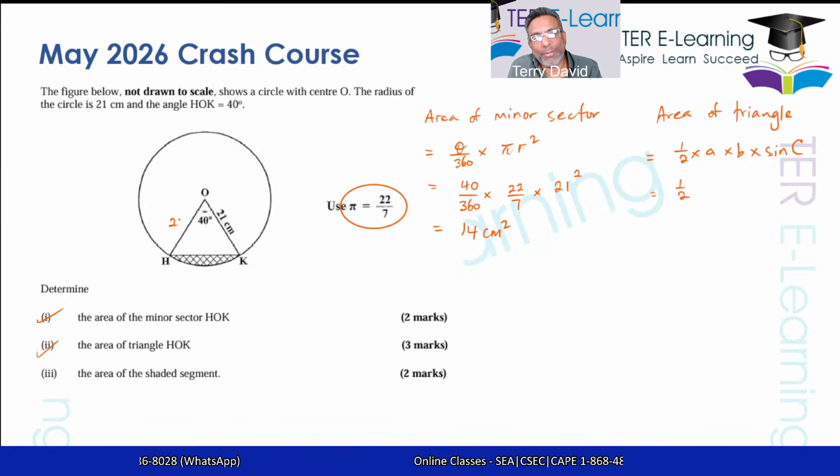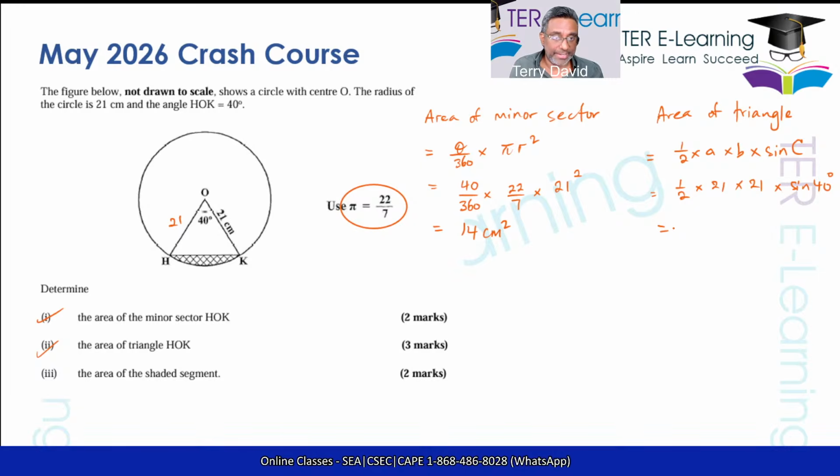Now this length here, OH, is also 21. So it's going to be a half by 21 by 21 multiplied by sine of 40 degrees. So in this case, it is going to be 0.5 by 21 by 21 by sine 40. And I'm going to get, one second, 0.5 multiplied by, right? I need to double check that area that I worked out just now.